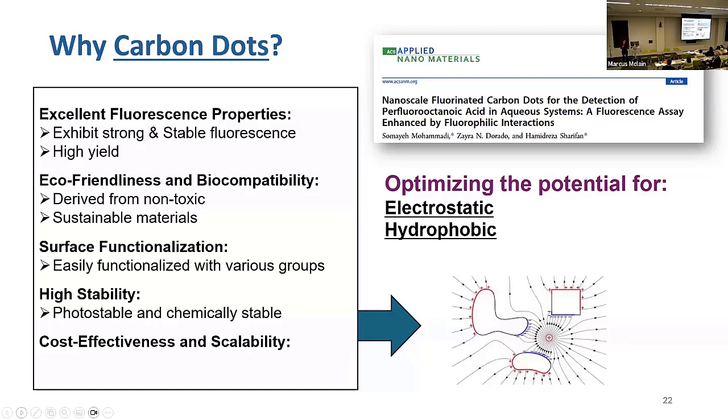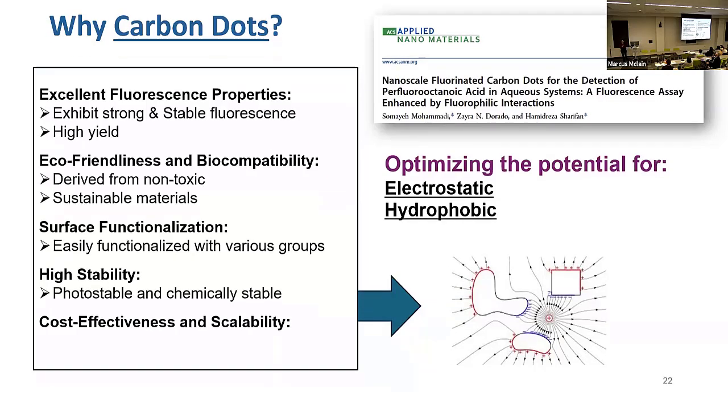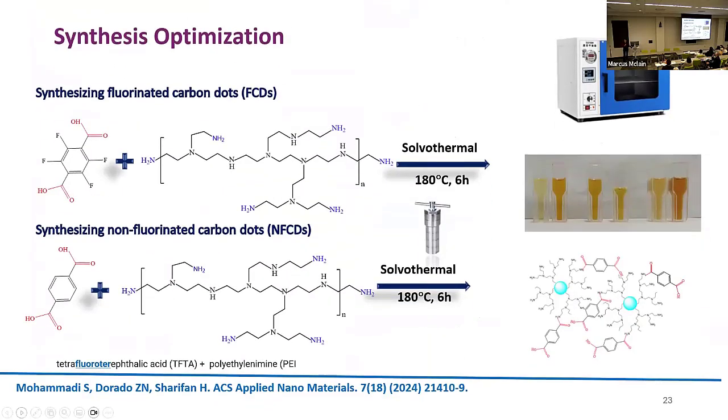We can choose precursors to have electrostatic interaction and hydrophobic interaction. We chose polyethyleneimine, a polymer, for providing electrostatic interaction, and tetrafluoroterephthalic acid for hydrophobic interaction. You can see here two different synthesis methods. The first one for fluorinated carbon dots and the second one for non-fluorinated carbon dots. And we use the solvothermal method.